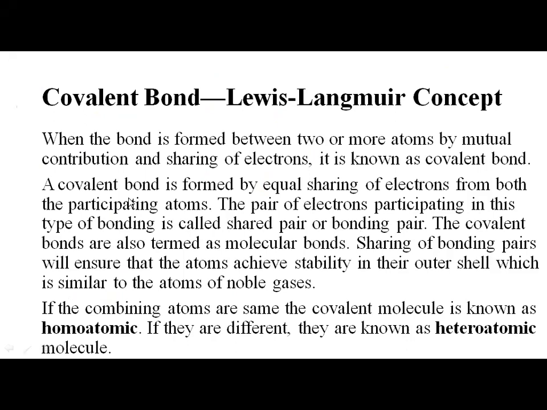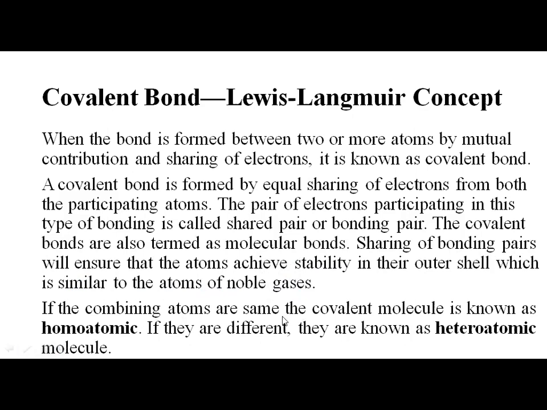A covalent bond is equal sharing of electrons from both the participating atoms. The pair of electrons participating in this type of bonding is called a shared pair, bonding pair, or bond pair. The covalent bonds are also termed molecular bonds. Sharing of bonding pairs will ensure that atoms achieve stability in their outermost shell, similar to atoms of noble gases. That means they will have 8 electrons in the outermost shell.